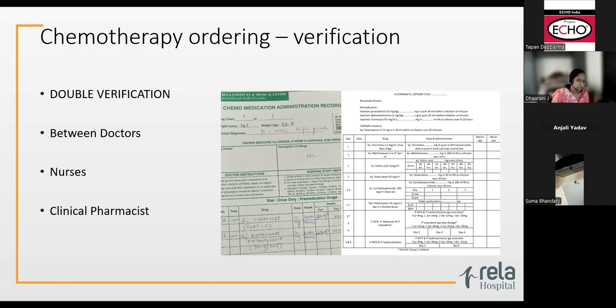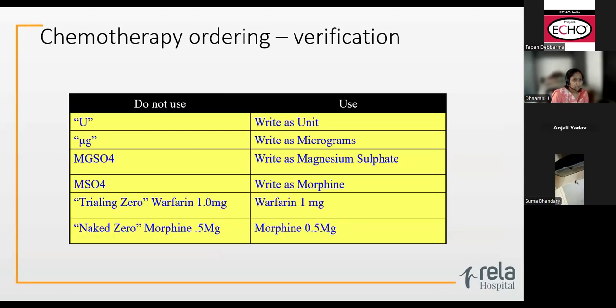Verification at the doctor's level, between the doctors and nurses and the clinic, will definitely reduce the errors that can happen. And like I told you already, it is better to write the unit fully and avoid abbreviations. It's always better to write 0.5, put the 0, otherwise we don't know whether the point is incidental or it is because of some error. So 0.5 is very important. And don't write 1.0, that does not give any meaning. Especially for chemotherapy like vincristine, we have to be very, very careful.